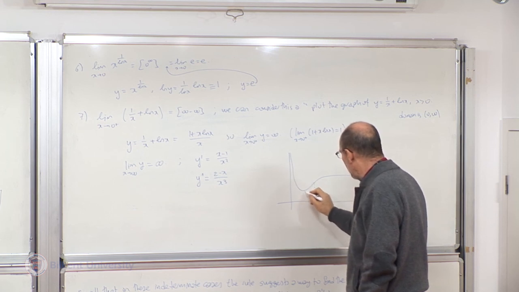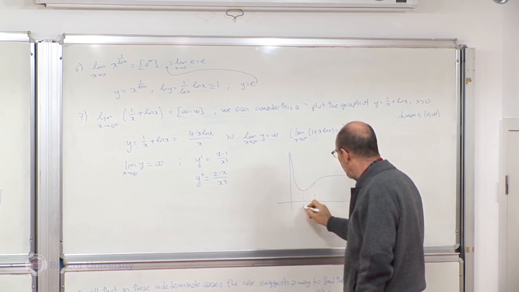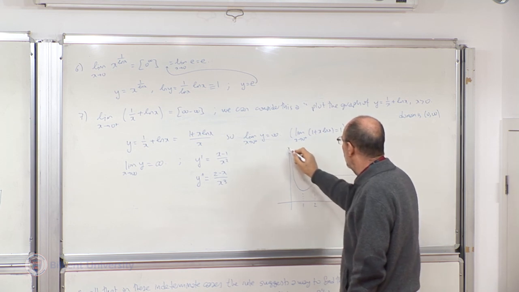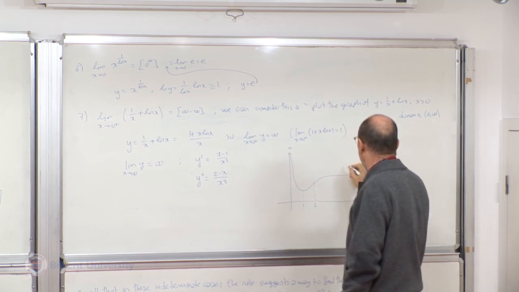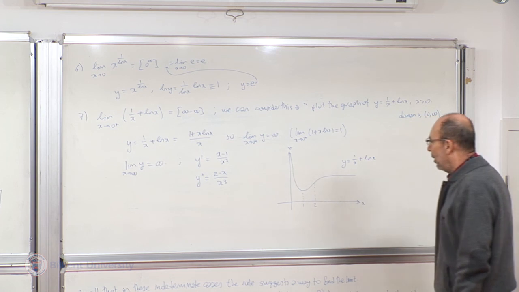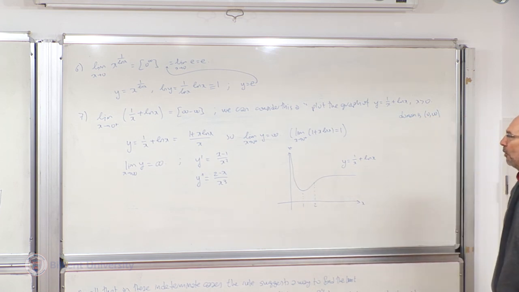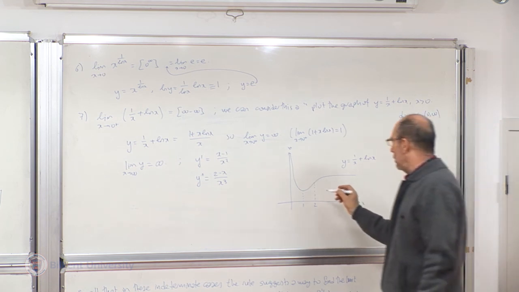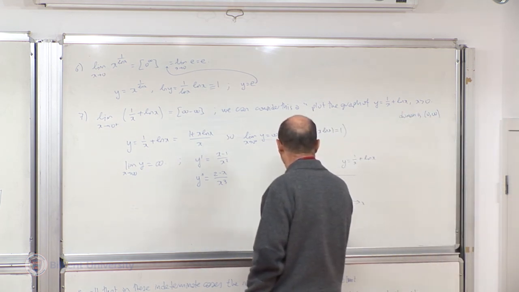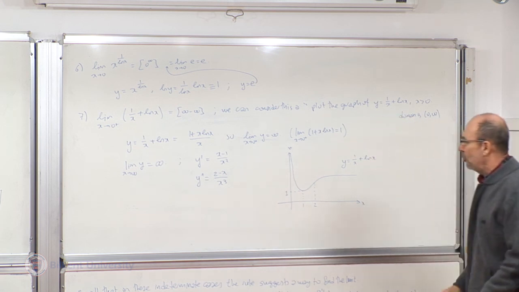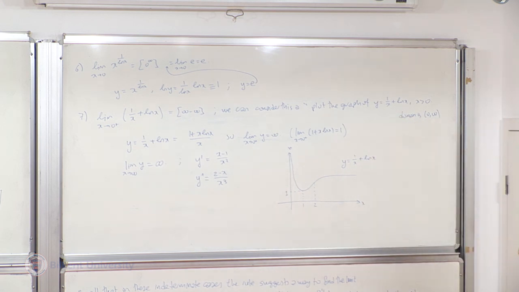So this is 2. This is the minimum point. This is the y-axis, this is the x-axis, and this is y equals 1 over x plus ln x. When x equals 1, it is 1 over 1 plus ln 1, so this is 1. So we used everything we learned so far, and we managed to plot the graph of this.